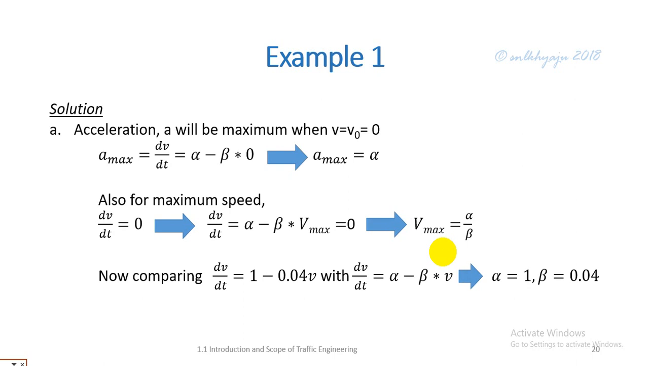Now comparing with the equation dv/dt = 1 - 0.04v, we get alpha equals 1 and beta equals 0.04. Now the maximum attainable acceleration of a vehicle is A max equals alpha, that is 1 meter per square second.